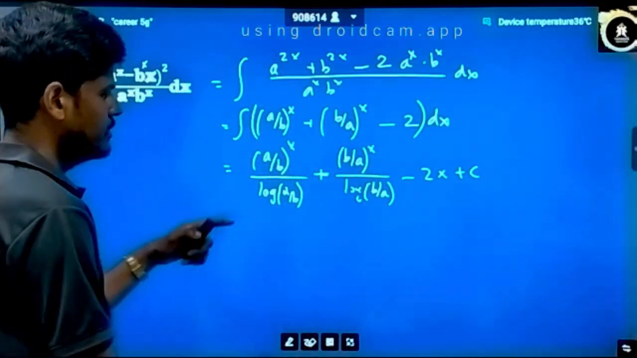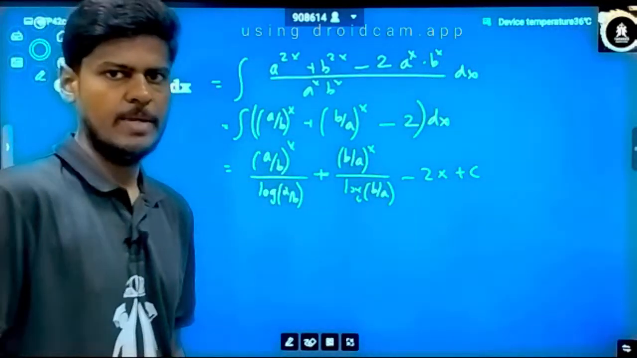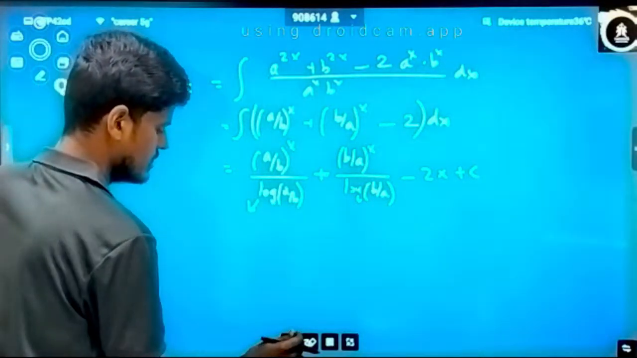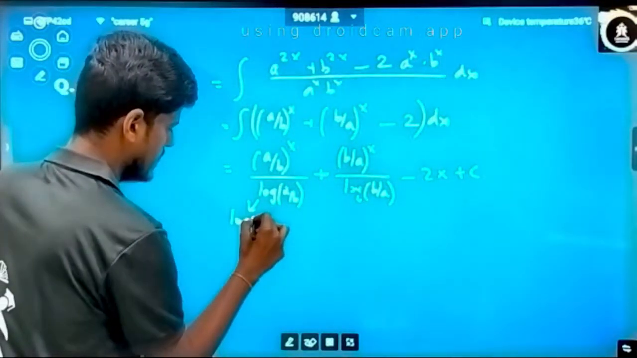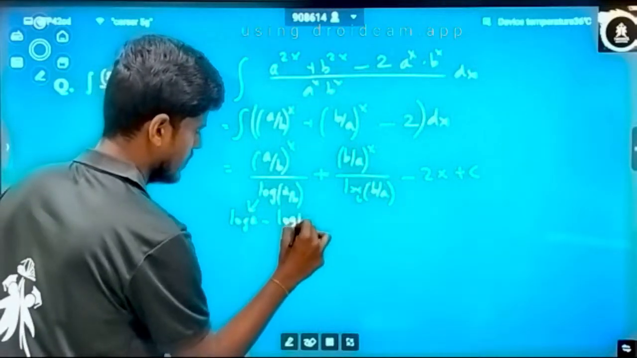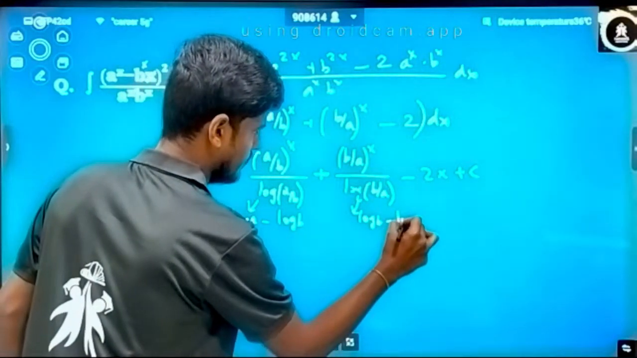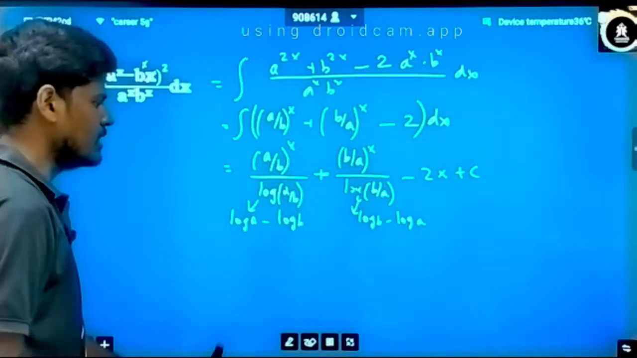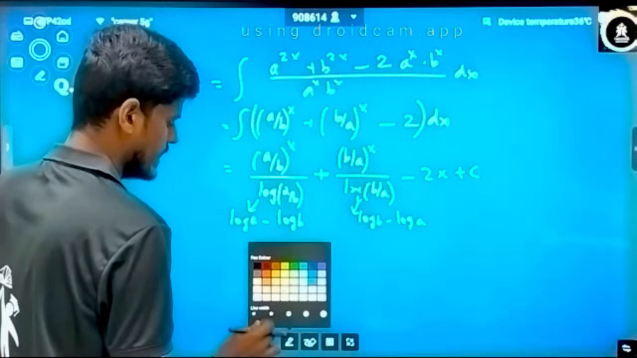Okay, now what we need to do? This log a by b is nothing but log a minus log b. This is log b minus log a. Now both are actually negative. So what we can do is change the sign here. So what we will get?